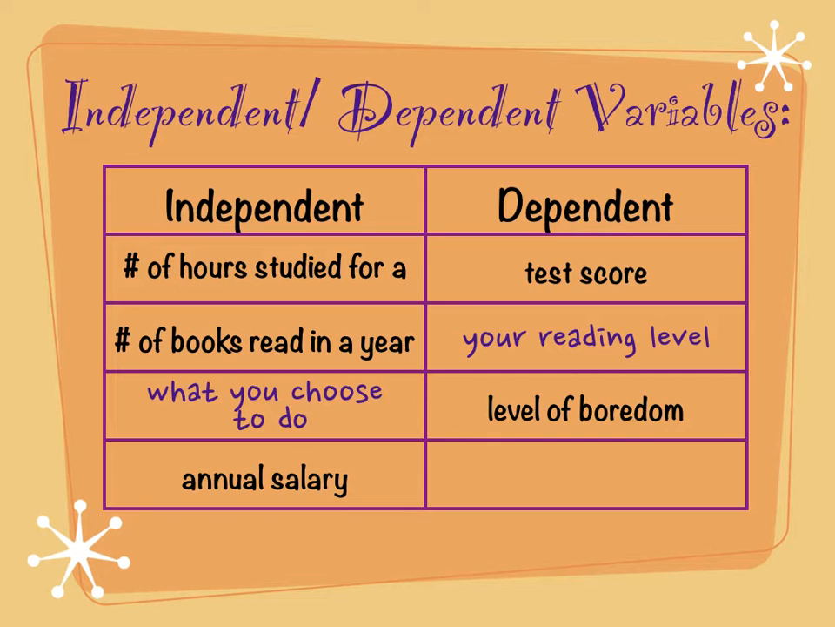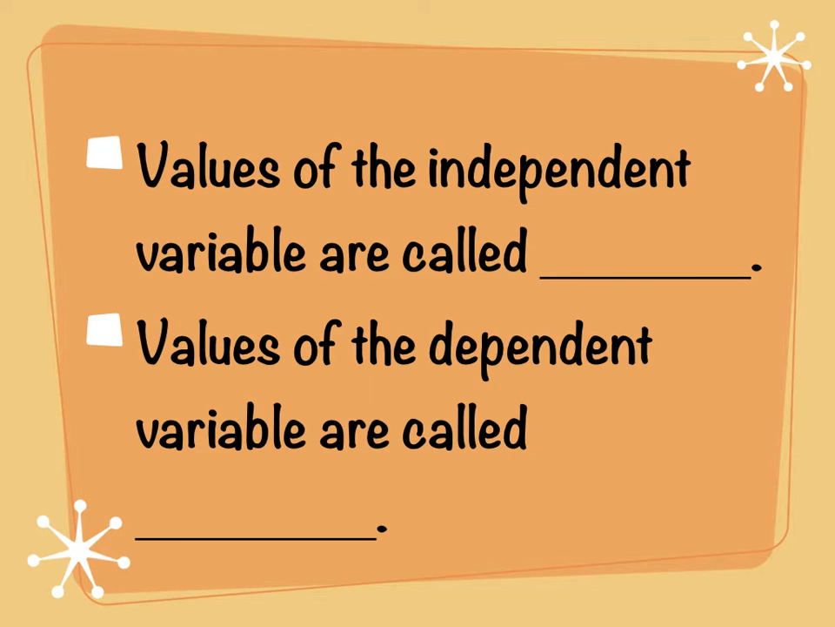And then if your independent variable was your annual salary, your dependent variable might be how or where you live, and then vacations that you go on, just your life, what you're able to do. If your salary is low, you're going to be able to do less. If your salary is high, you might be able to do more, go on more vacations, or go on bigger vacations, that type of stuff. Values of the independent variable are going to be called inputs when we start talking about functions, and values of the dependent variable are going to be called outputs.